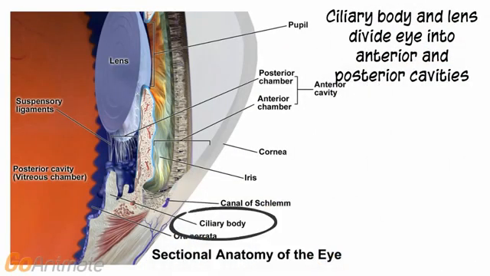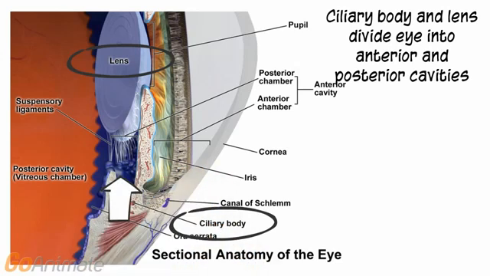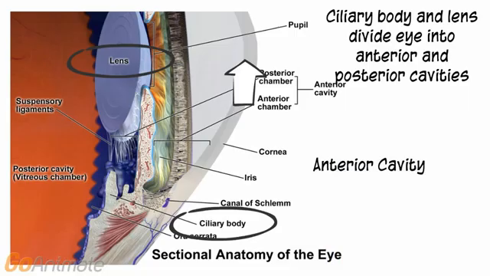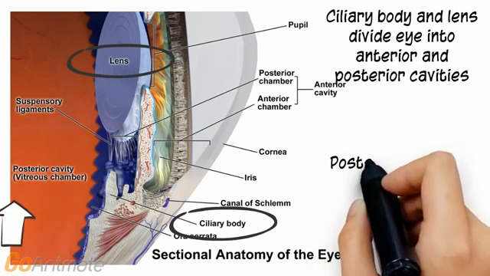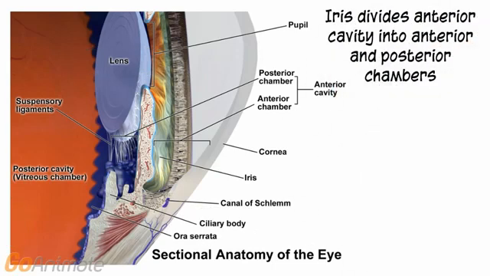The anterior portion of the eye contains the anterior cavity. The lens and ciliary body divide the eye into anterior and posterior cavities. The iris divides the anterior cavity into anterior and posterior chambers.